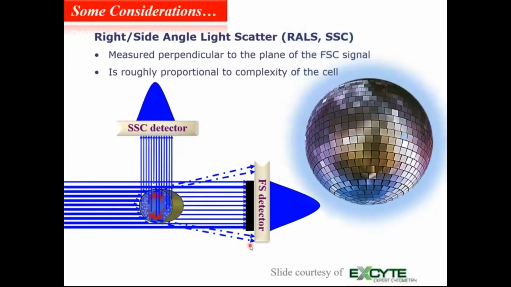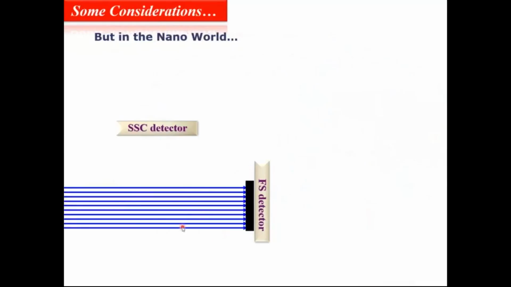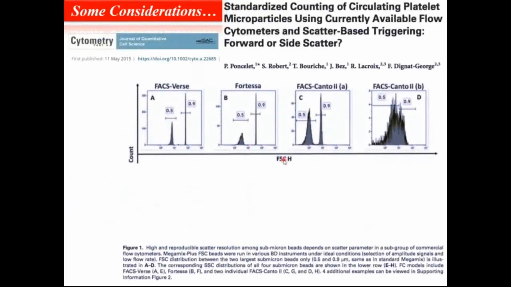Usually we're working with blue side scatter, blue forward scatter, so the scatter from the blue laser. Now in the nano world, what is happening? The event is much smaller, and we have this blocking bar in the middle that doesn't allow us to correctly characterize how much scatter in the forward angle this particle is producing. Meanwhile, in this paper, there is a comparison of different instruments trying to characterize 0.5 and 0.9 particles. You can see that one of them is not even able to differentiate 0.5 and 0.9 particles.